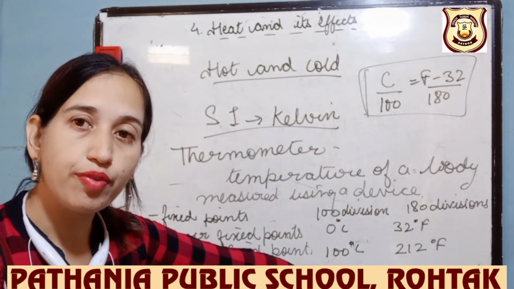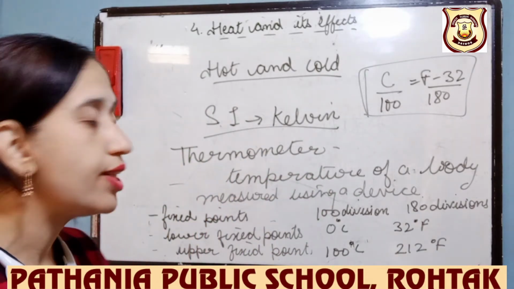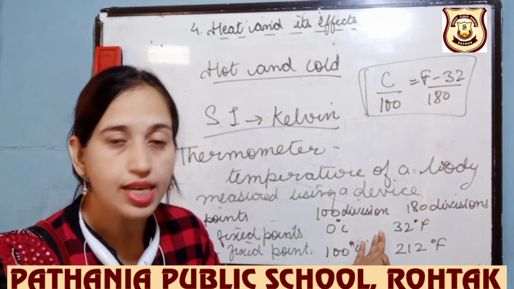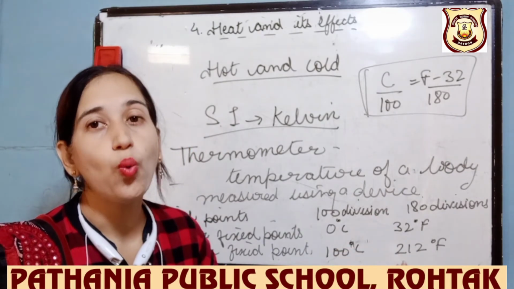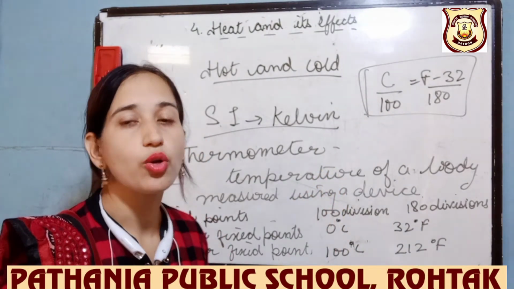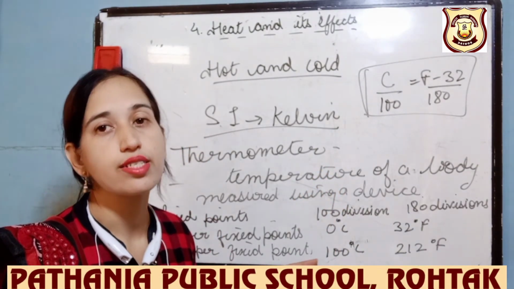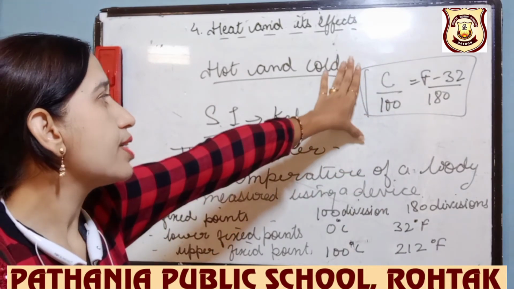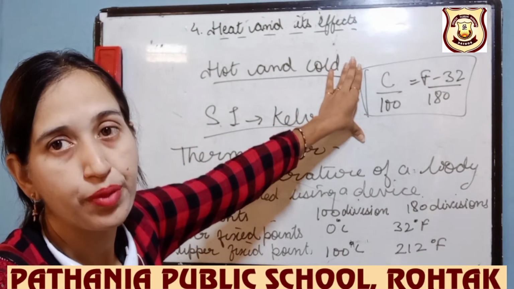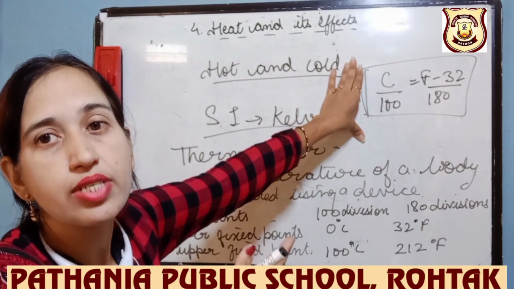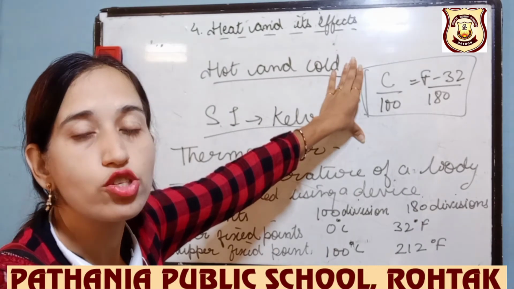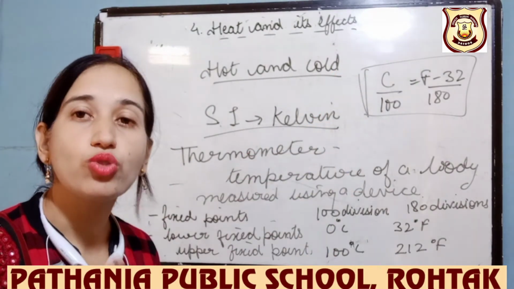Now Fahrenheit we will talk. It is having 180 divisions, I'll tell you. Lower fixed point 32 degree Fahrenheit and upper fixed point 212 degree Fahrenheit it is there. So it's having 180 divisions. A numerical is also there in your book regarding this. The formula is C upon 100 is equal to F minus 32 upon 180. When the values are given, you can put these values in this and you can take out the numerical very easily.